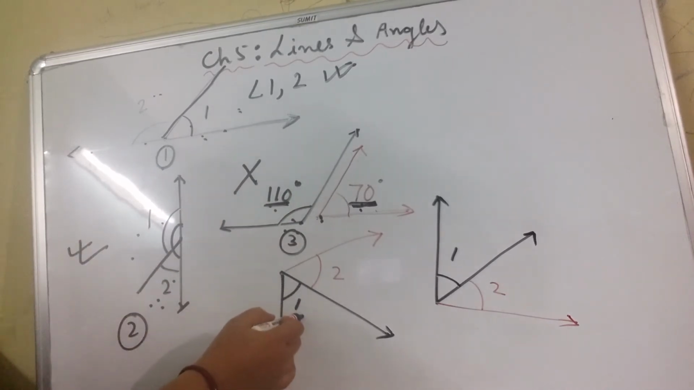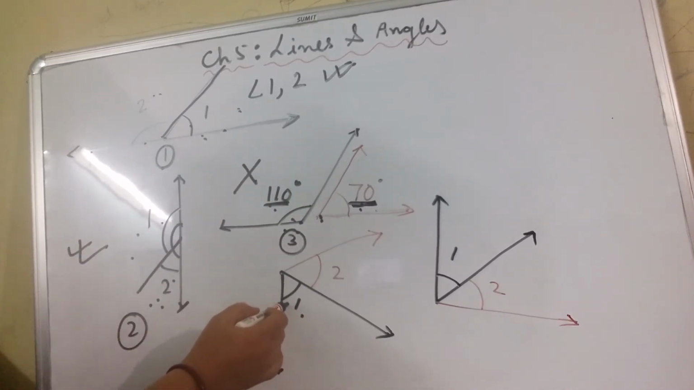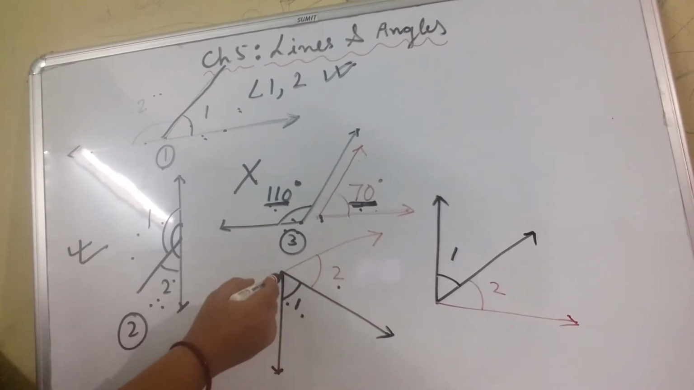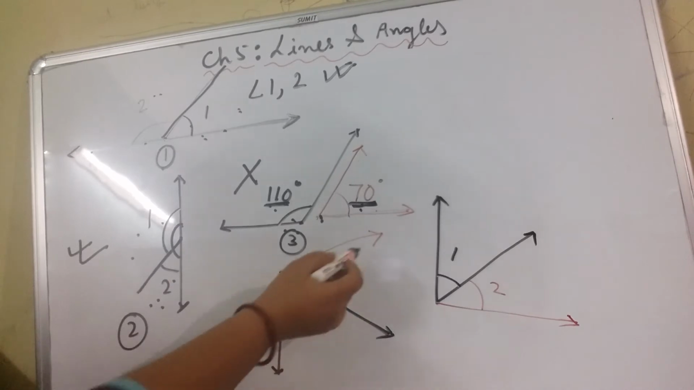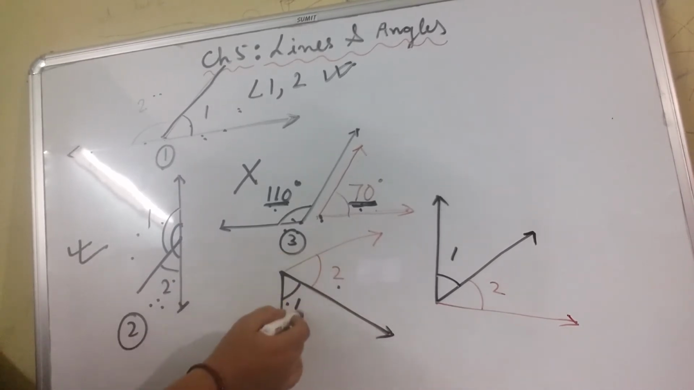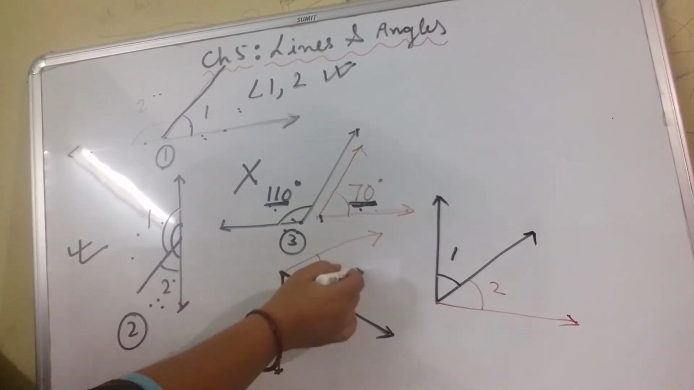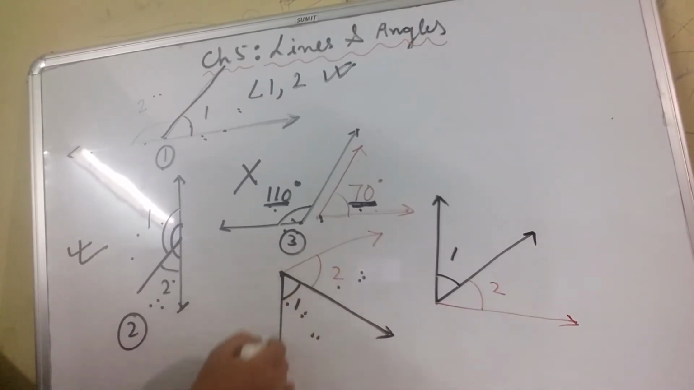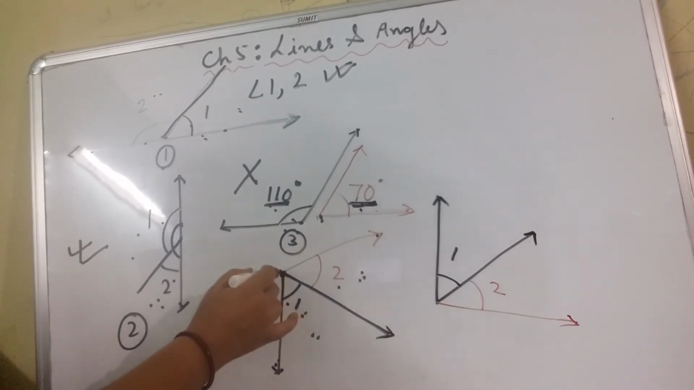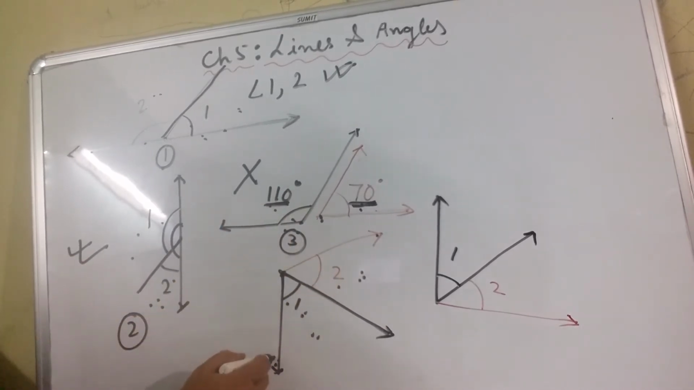Now come to this figure. Angle 1 and angle 2 have a common vertex and a common arm. That means they have no common interior point, so they are adjacent. But these non-common arms, this ray, are not opposite. That means these are not making a straight angle.